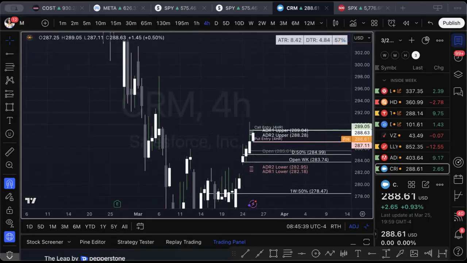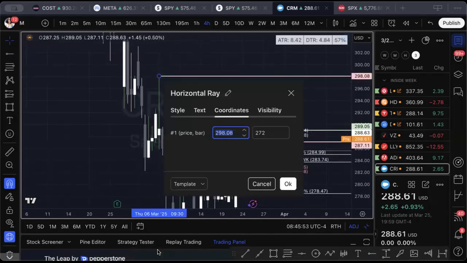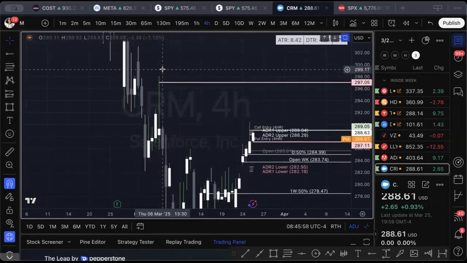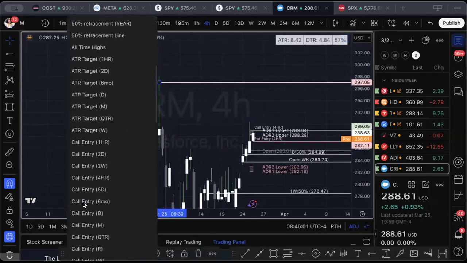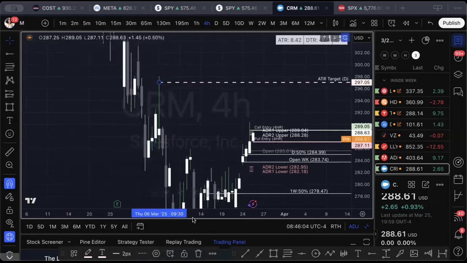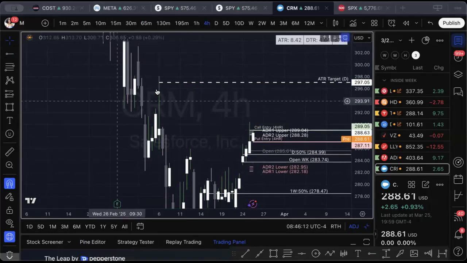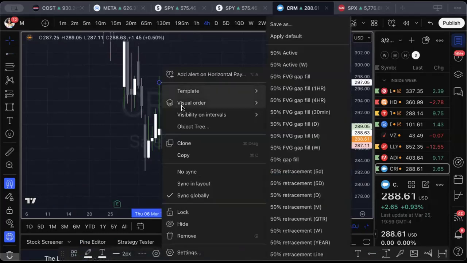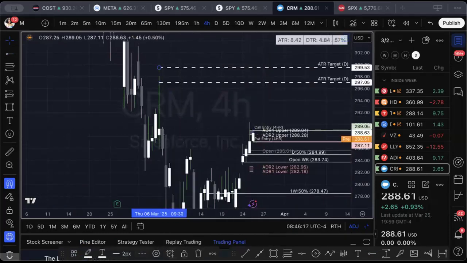And to the upside, let's see. So it looks as if we're looking at 297.05 to the upside. So let's just go ahead and mark that out. And then to the downside, let's figure out what we have. Let's go ahead and make that our ATR target. All right, and now let's look at the downside. So it looks like we're looking at 280.21 to the downside. So if we actually do trigger the downside, that will be our target.